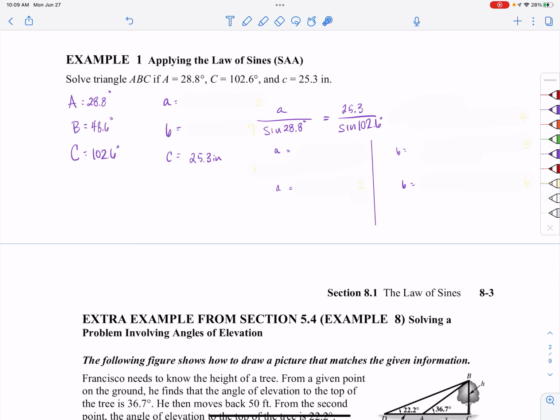So I've already got it set up, and so what I'll do is I'll take the sine of my angle A and I'm going to multiply it on both sides to be able to isolate side A. And so this is what I'm going to type into my calculator. Make sure that you're in degree mode. This is what I'm typing into my calculator, 25.3 times the sine of 28.8 divided by the sine of 102.6. I throw that into my calculator, and I'm going to get this 12.4891 number.